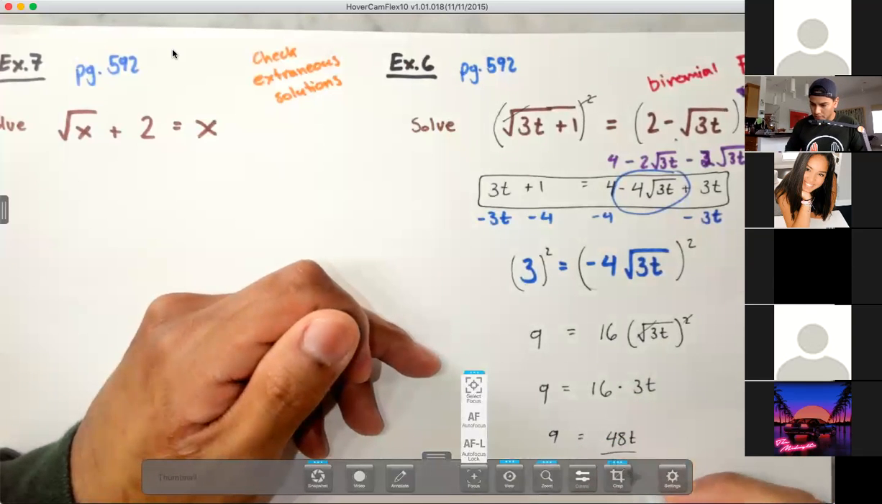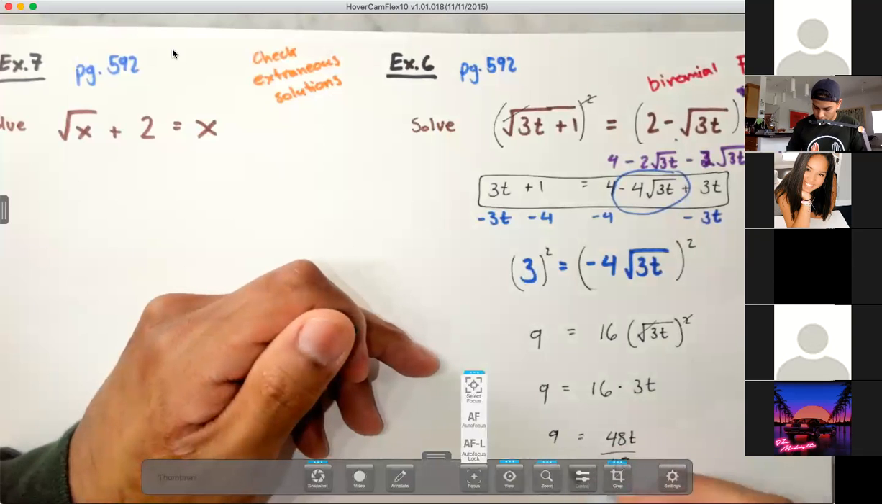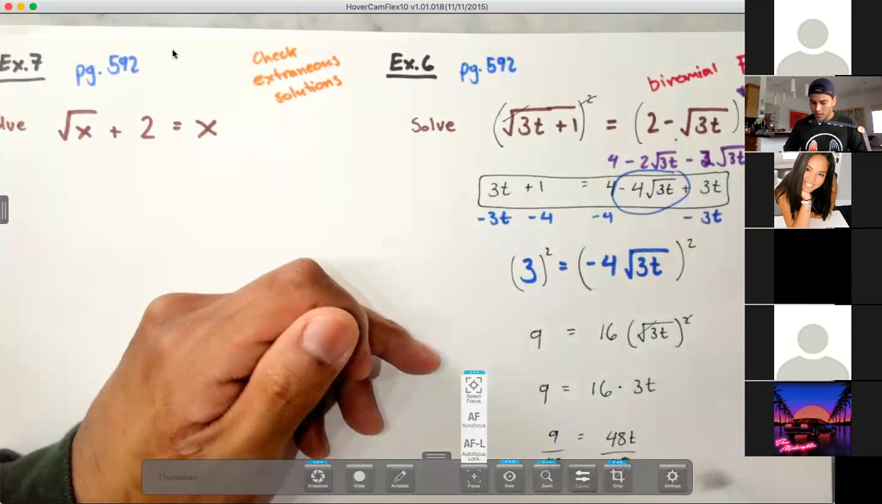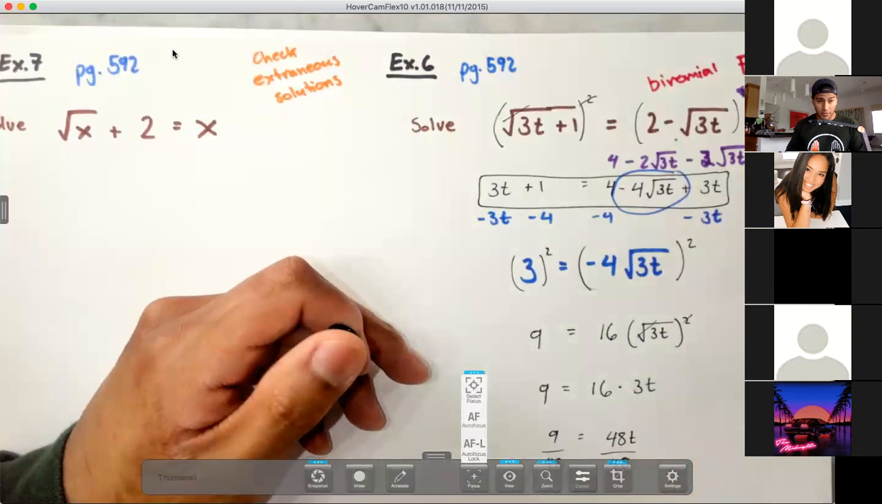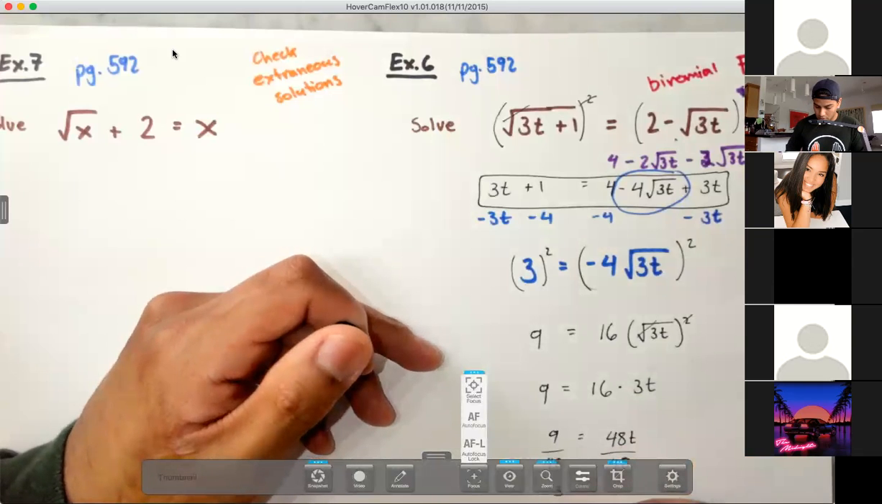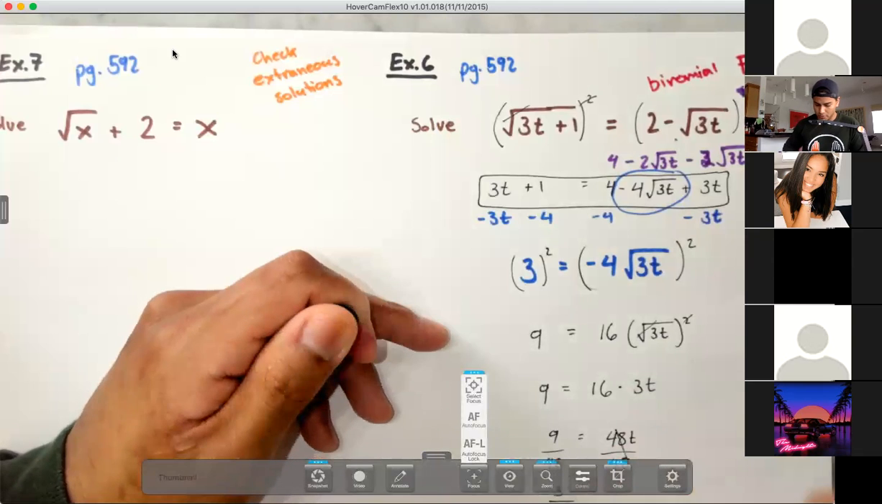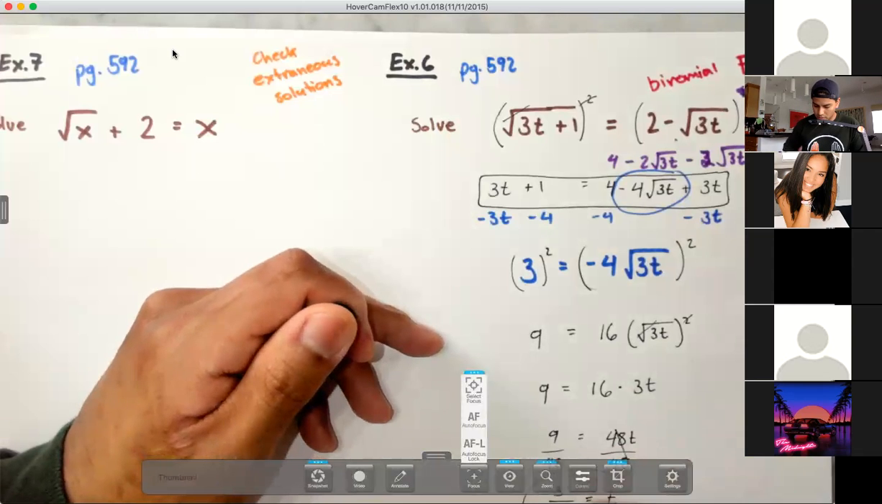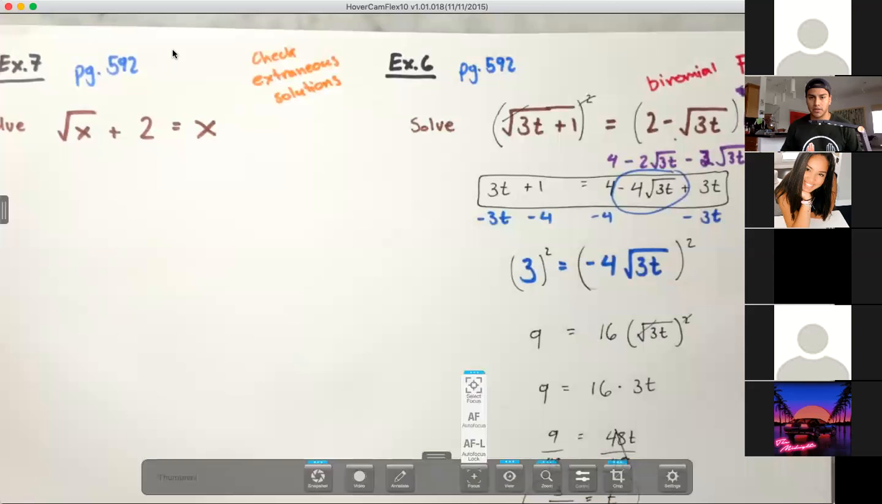Divide both sides by 48. These both are divisible by 3. So you're going to end up with 3 over 48 divided by 3, which is just what we did right here. It's going to be 16 equals t. So t equals 3 over 16. Okay, and that's your final answer.